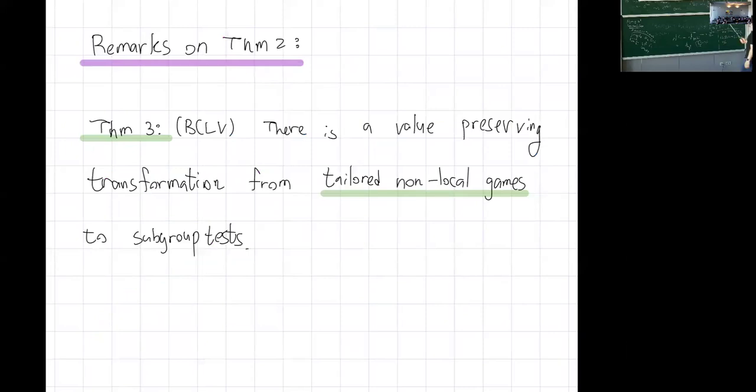Let me say something about our theorem 2. Again, I would like to write something on the board. Can I fetch your? Yeah, sure. Yeah, that would be perfect.